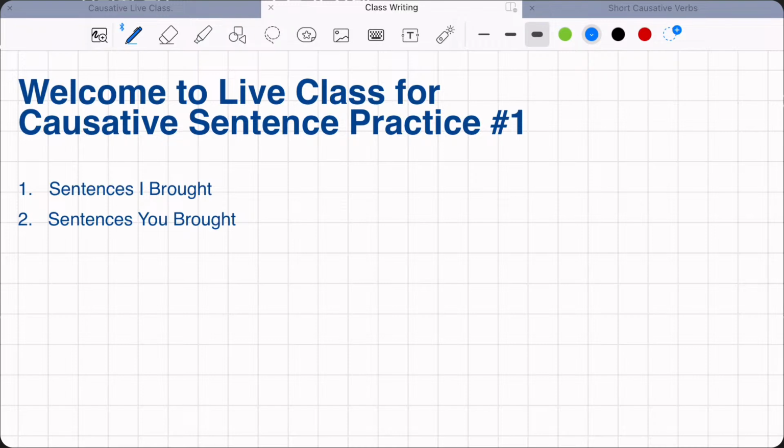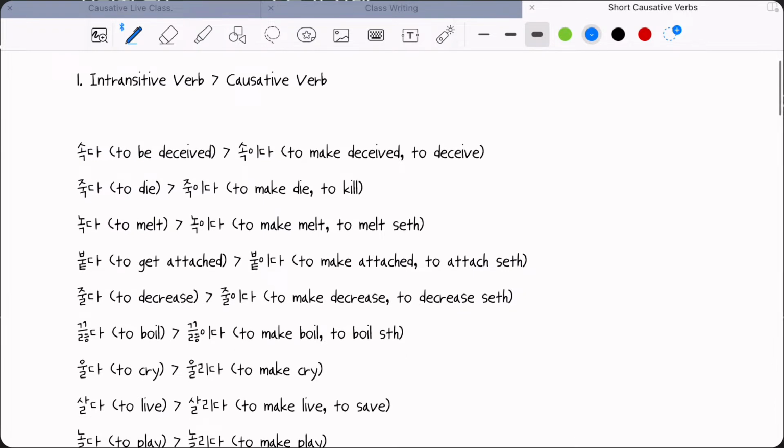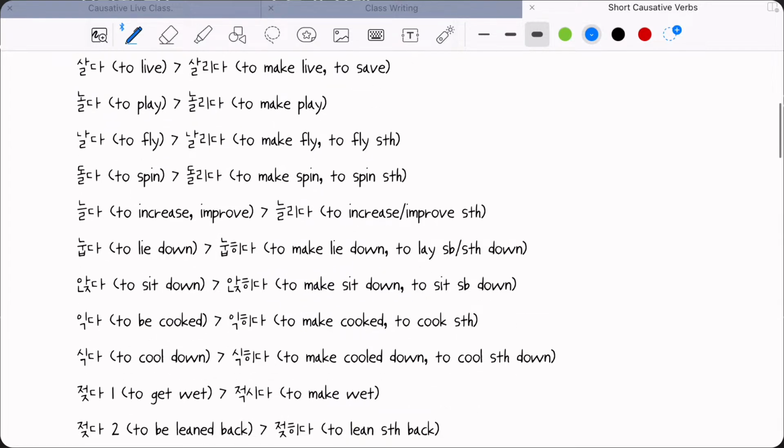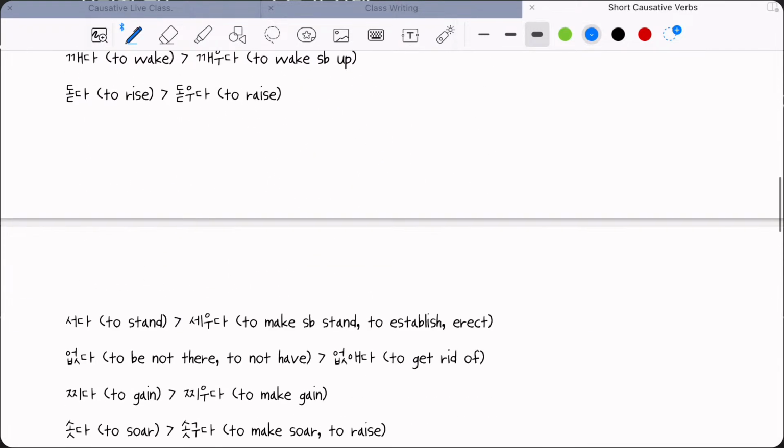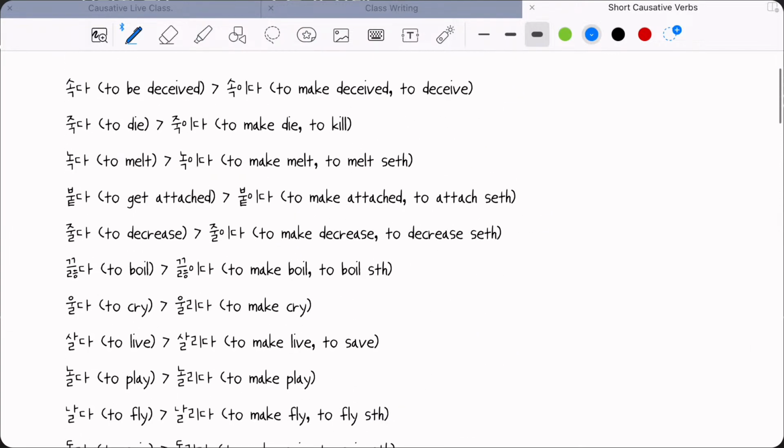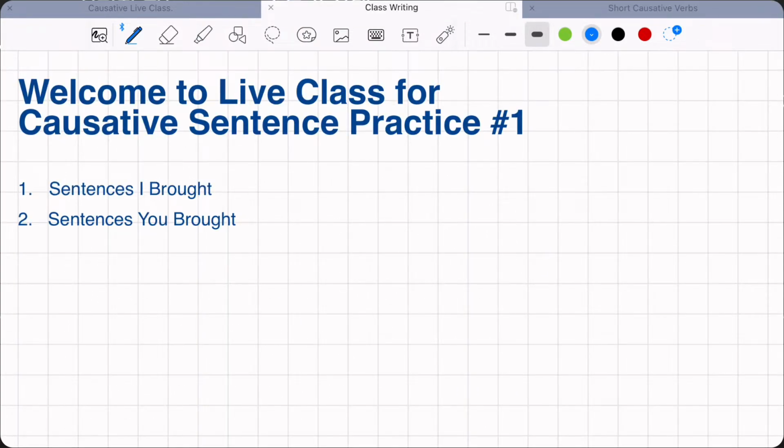So let's get started. Did you guys check the short causative verbs list that I put up on my website? I gave you guys the homework, remember? The homework was for you guys to select some of these words or as many words as you would like and then make your own sentences with them. So in the second part of this class, we are going to study with your sentences. We're going to look at some of your sentences. Maybe I could give you some corrections or we could learn some of the new grammar or words from your sentences. So that's for the second part of this class.